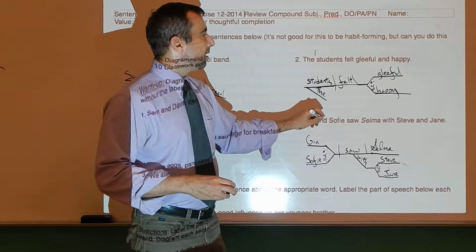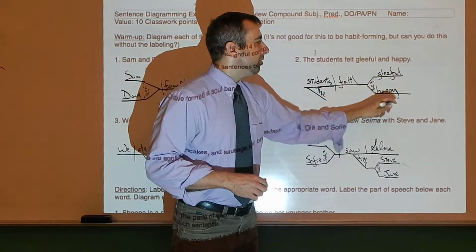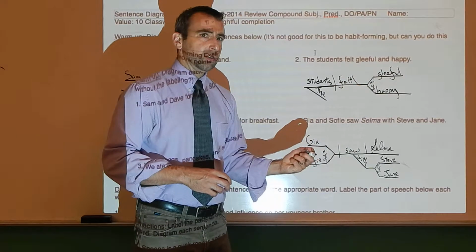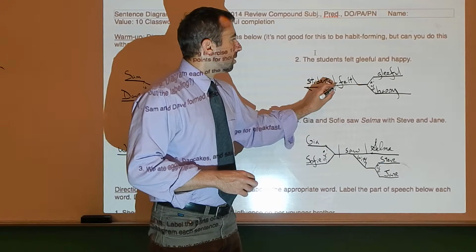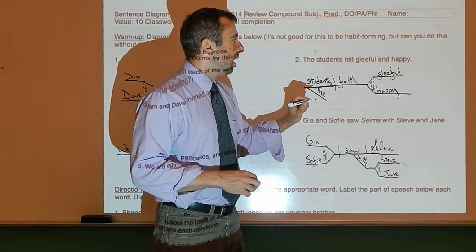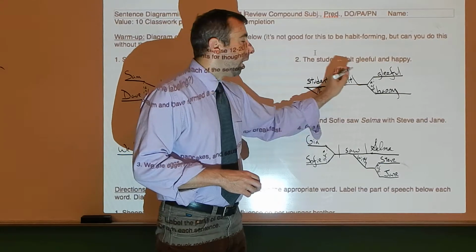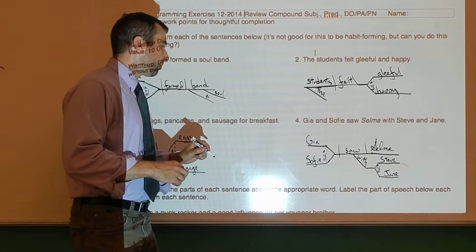The students felt, what did they feel? Gleeful and happy. And notice that gleeful and happy here, these are adjectives, and they describe the students. They are not adverbs describing how the students felt, and they're not direct objects describing what the students felt. They're predicate adjectives. They just describe the students.